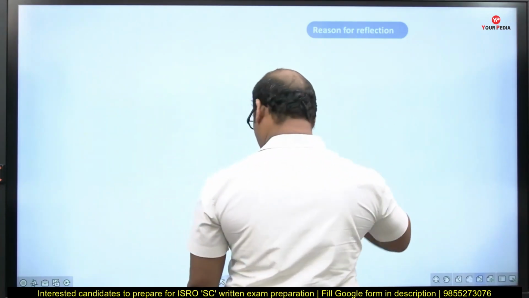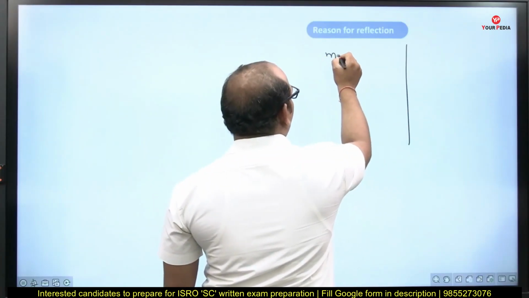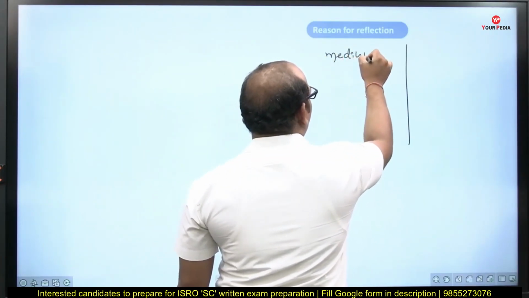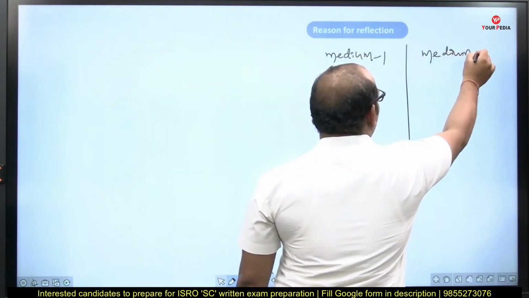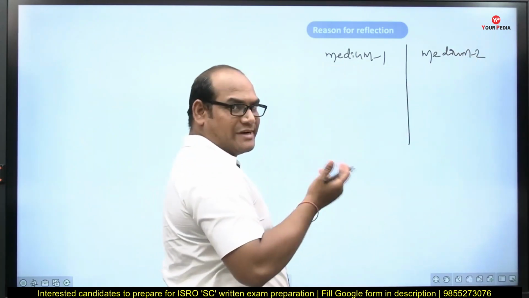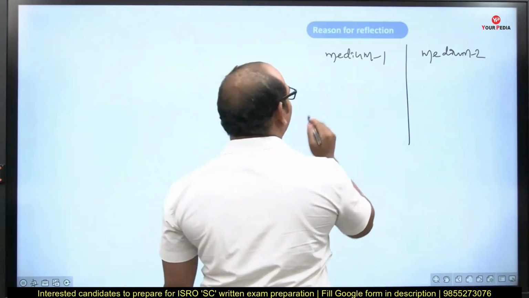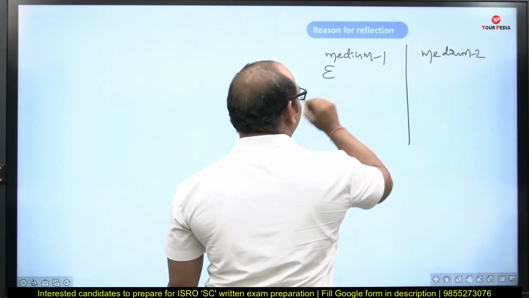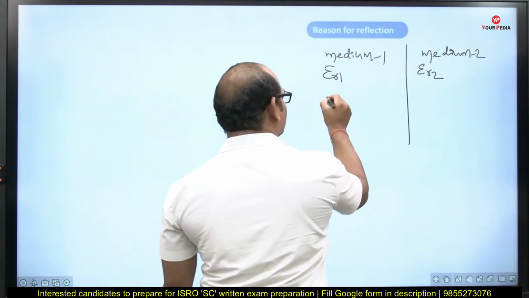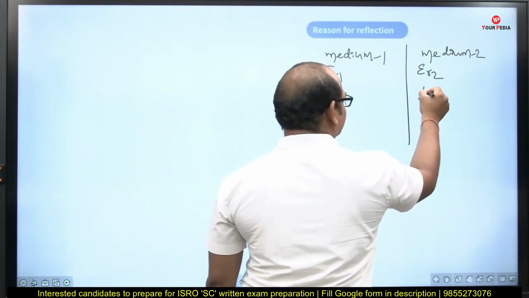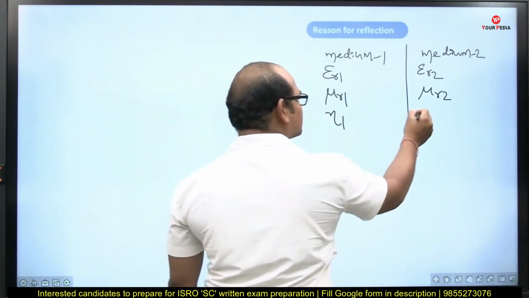When the electromagnetic wave is traveling from one medium to another medium, it is possible. So, this is medium 1 and this is medium 2. These two are different media. Because these two are different media, they have different relative permittivity, different relative permeability, so that these two have different impedances.